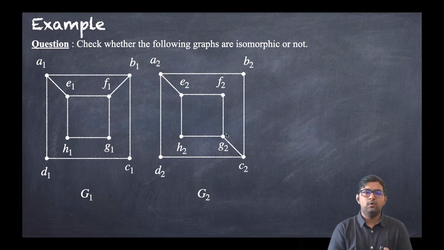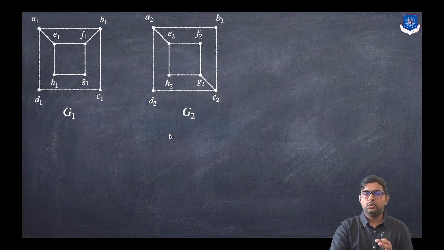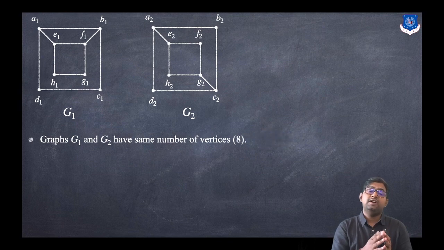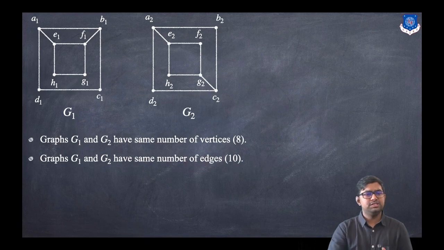Let us see how. So these are the graphs in the question. Now see, these graphs G1 and G2 have the same number of vertices. So that means the first step holds. How many vertices are there? Total 8 vertices, so in G1 and G2 the number of vertices is the same. In the same manner, what about the number of edges? Graphs G1 and G2 have the same number of edges.